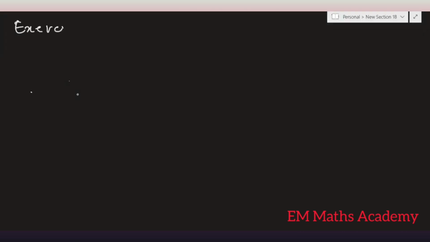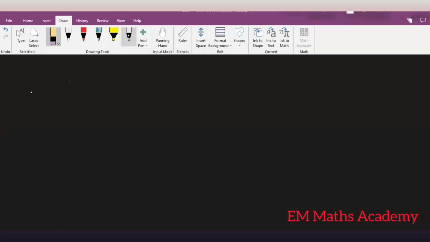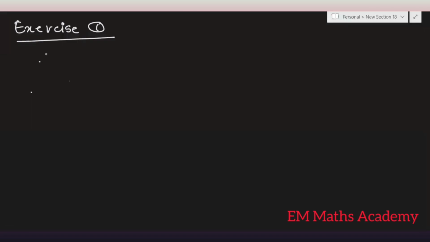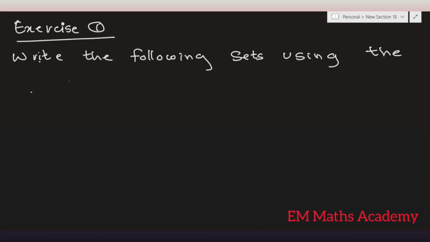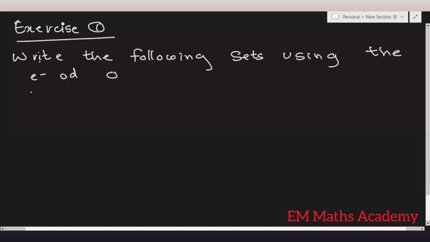Write the first exercise. Here you are given some sets, like this. These sets are represented in one method. You have to write them using the other 3 methods. Write the following sets using other methods.